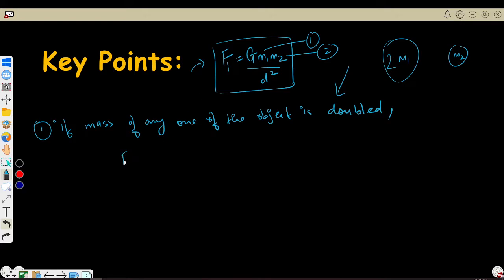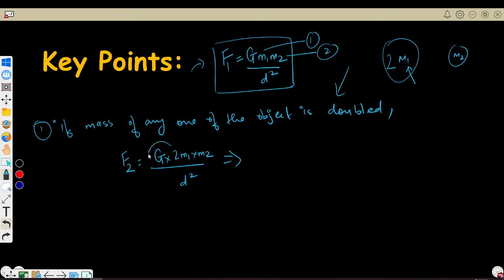Now the new force, represented using F2, will be given by capital G multiplied with... Now the mass of the first object is not m1, it is 2m1. So this will be G into 2m1 multiplied with m2 divided by d square. So now what will happen to the new force if you increase the mass of the object?